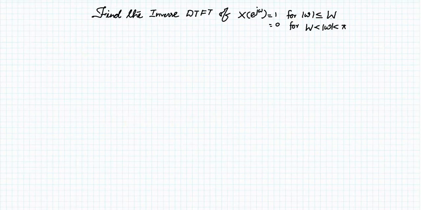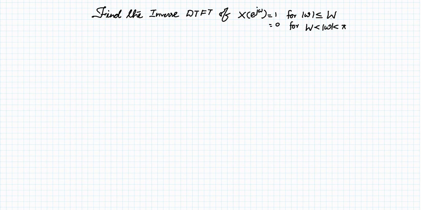Now we will discuss how to find the inverse DTFT of the signal X(e^{jω}), which is equal to 1 for |ω| ≤ W, and 0 for W < |ω| < π. And in this question, we need to find x(n), because X(e^{jω}) is already given. So now we need to find x(n).